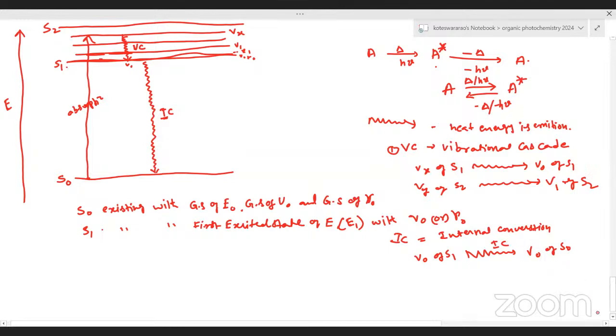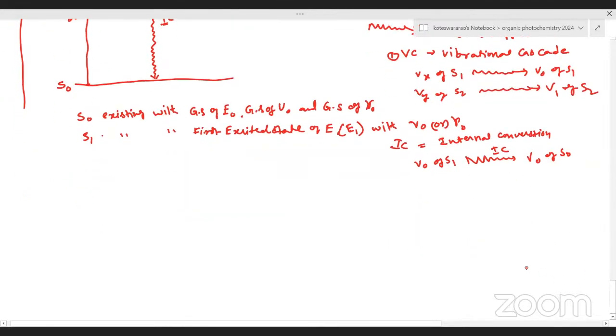Or either way, suppose the molecule may be excited to an upper excited state. Suppose it reaches some Vx of the S2 state, then it will be deactivated to some Vy of the S1 state. This is also called internal conversion.